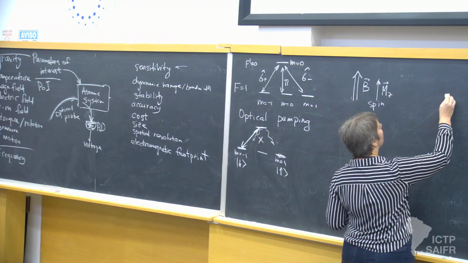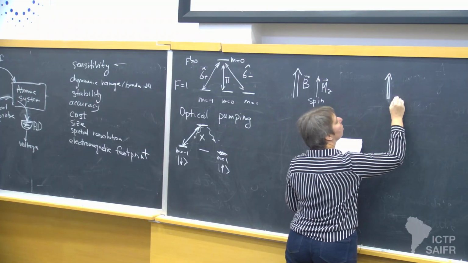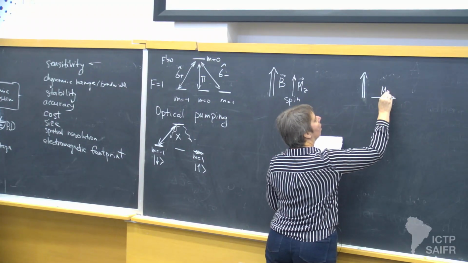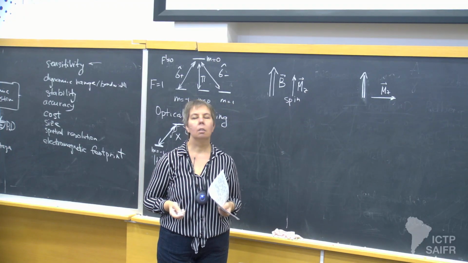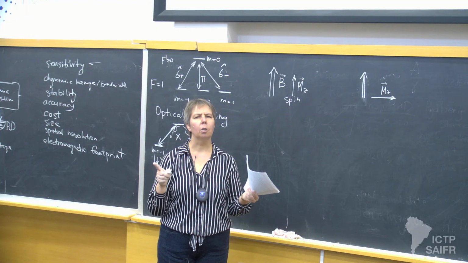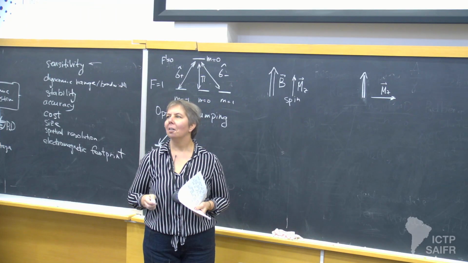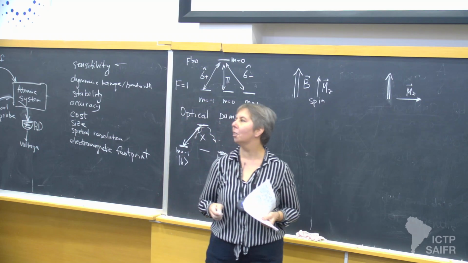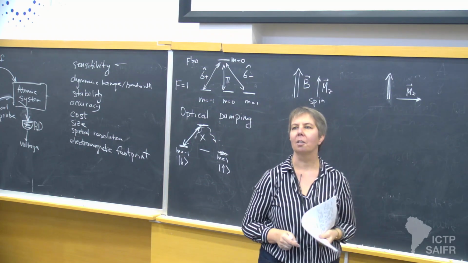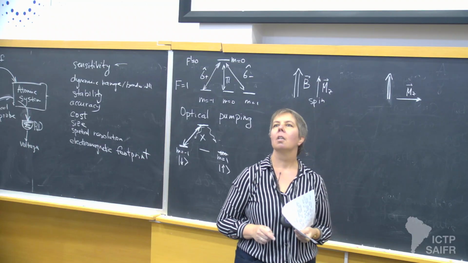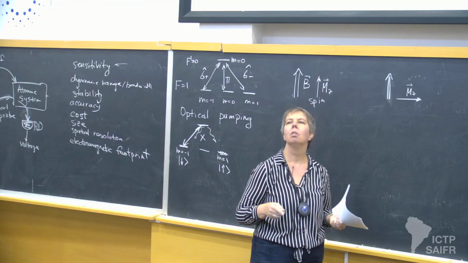So what happens if I created magnetization in the direction which is perpendicular to the magnetic field? Is it a trivial question or not? Okay, looks like not. So why don't you talk to each other? What is going to happen to the magnetization of atoms if you have a magnetic field in one direction and your spins are oriented like this? Just check that your neighbors know.